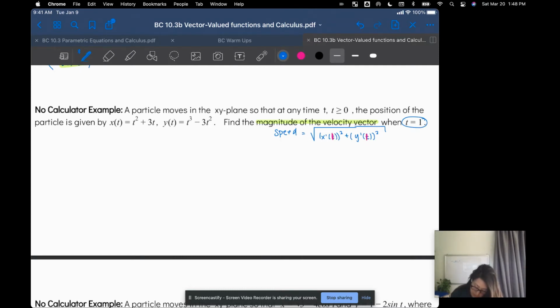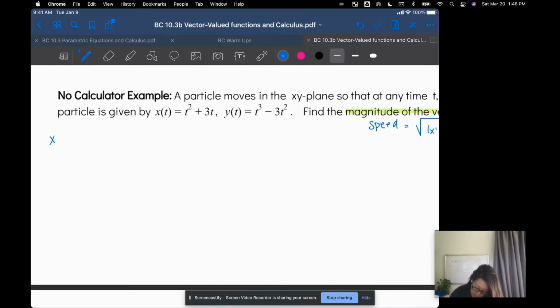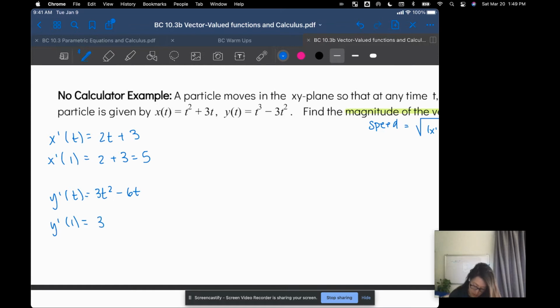All right, so let's get all of our values. I need to take the first derivative of x, which is 2t plus 3, and then evaluate that derivative at time 1. So 2 times 1 is 2, plus 3 gives me 5. Now let's tackle y prime of t. The derivative of y of t is 3t squared minus 6t, and then we need to evaluate that at time 1. So 3 times 1 minus 6 times 1 gives us negative 3.